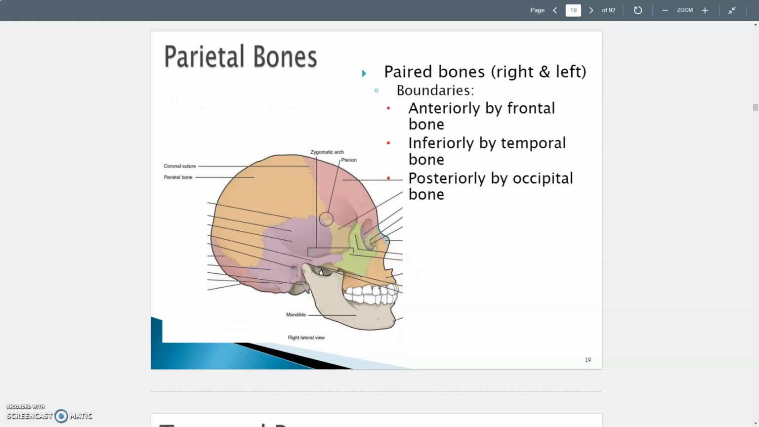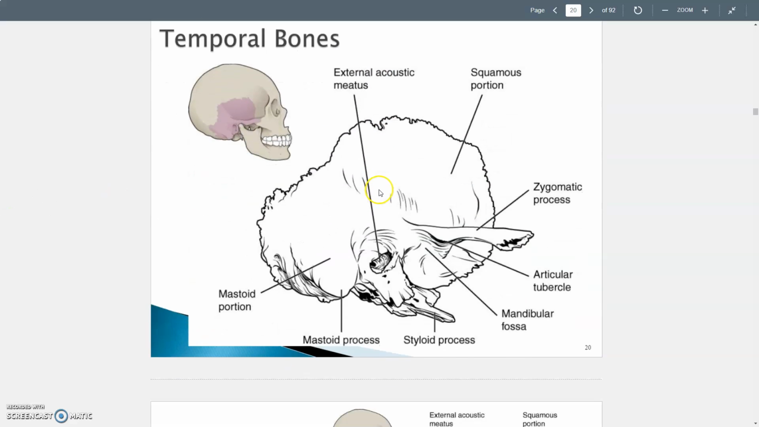Again, we have the same picture from the previous slide, and here we have some paired bones shown in the picture on the left and right. There are also boundaries that we should know. For example, anteriorly by frontal bone, inferiorly by temporal bone, and posteriorly by occipital bone. Here we have the temporal bone, which is located on the highlighted area of the skull in this picture.